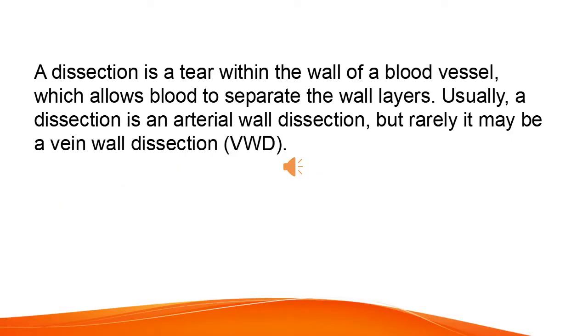A dissection is a tear within the wall of a blood vessel, which allows blood to separate the wall layers. Usually, a dissection is an arterial wall dissection, but rarely it may be a vein wall dissection, VWD.